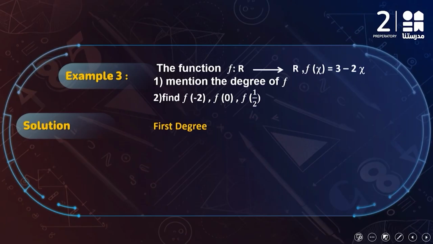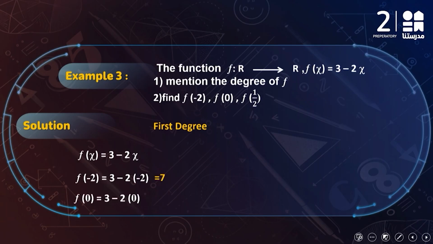So the answer is first degree. Then you write the rule of the function. Instead of x, we put negative 2, and you get the answer, which equals 7. The second one, instead of x, put 0, and the answer equals 3. The last one, f of half. Instead of x, you put half: 3 minus 2 multiplied by half. 2 times half equals 1. Then 3 minus 1 equals 2.